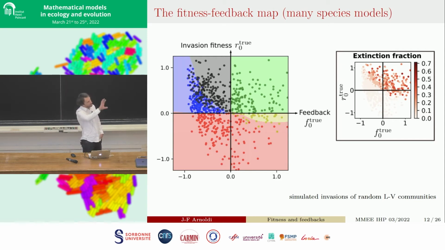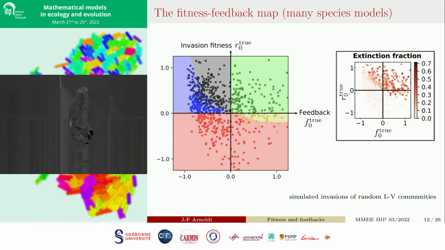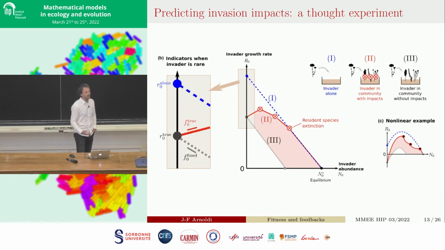And you see on the little inset here that the different scenarios relate to different impacts on the community. And here I'm looking at the fraction of extinctions in the resident communities. So when the feedback is large and the invasion fitness is large, that's where you'll see a lot of extinctions in the resident community. So this is something we try to do, is trying to predict the impact that it will have on the community based on invasion fitness and invasion feedback.